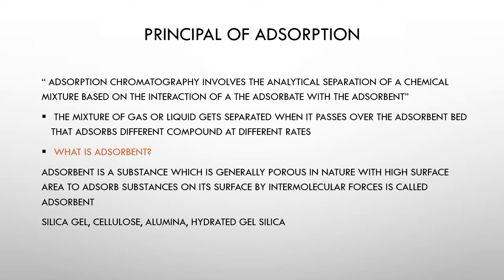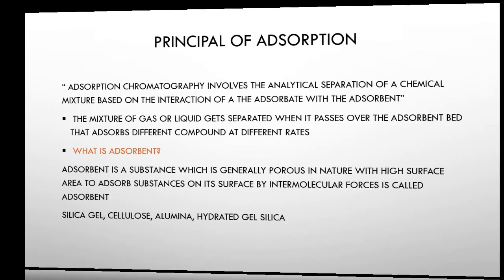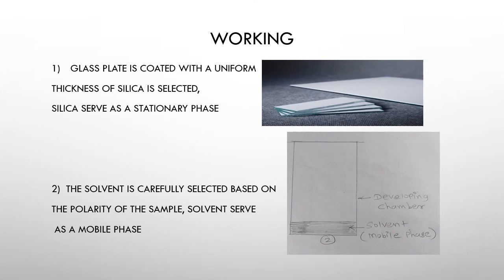So what is an adsorbent? An adsorbent is a substance which is generally porous in nature and has a high surface area to adsorb substances on the surface by intermolecular forces. Adsorbents are mostly silica gel, cellulose, alumina, and hydrated silica gel. In practical work, in our college we use cellulose paper for adsorption chromatography. Then, what is the working of adsorption chromatography?